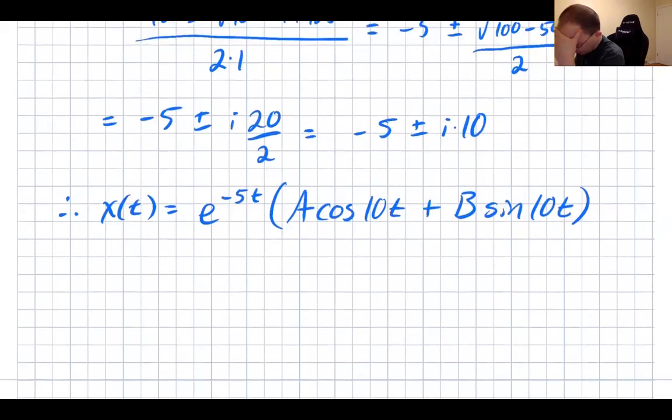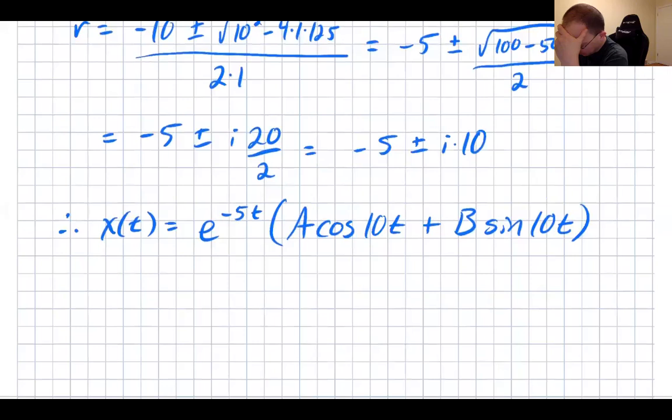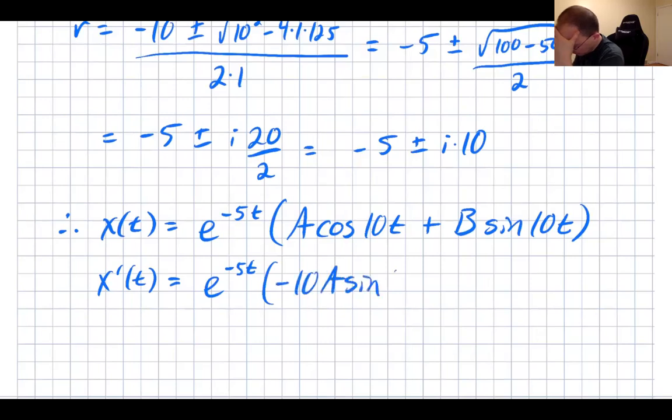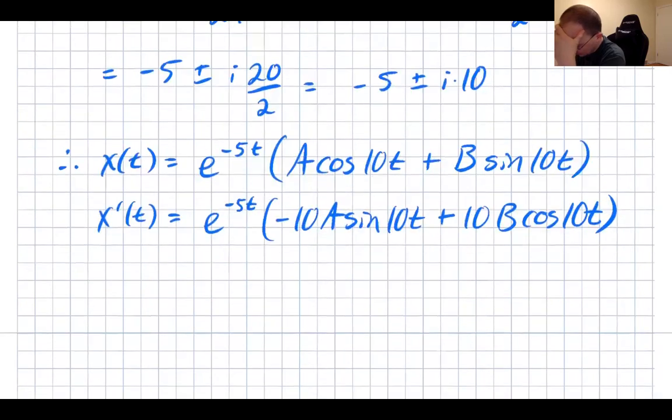Now we want to figure out what the a and the b are. To do that, I need to take the derivative of this. So that'll be e to the negative 5t times the derivative of the second term, which is going to be negative 10a sine 10t plus 10b cosine 10t, and then plus the derivative of the exponential, which is going to be negative 5e to the negative 5t times the second term.